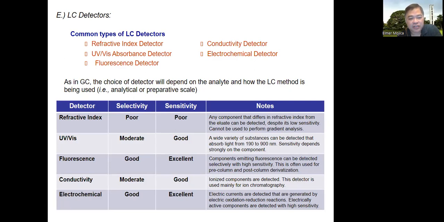Okay? So anong difference nung analytical sa preparative? Anyone?